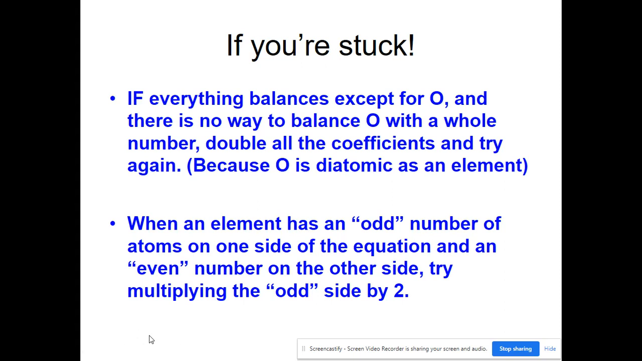If you're stuck and you get into a situation where everything balances except for the oxygen and there's no other way to balance the oxygen with a whole number, double all the coefficients and try again. This is possible because oxygen is a diatomic element. Also, when you have an element that has an odd number of atoms on one side of the equation and even on the other side, try multiplying the odd side by 2 to help you. So just some different tips.